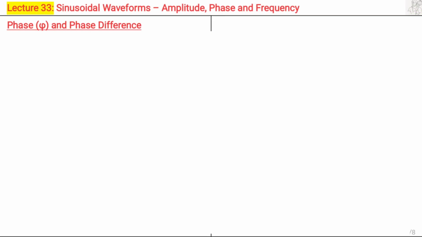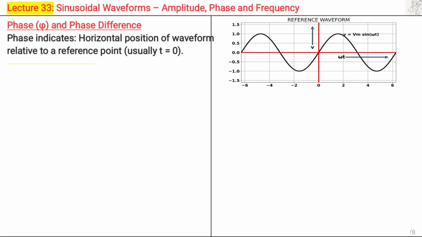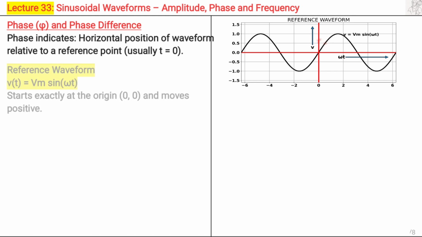And finally, phase and phase difference. Phase is simply the horizontal position of a waveform relative to the reference point. For example, if the reference point is the 0,0 xy axis crossing, at t equal to 0, if the wave is starting from this point, then the phase angle between the wave and the reference is simply equal to 0. Therefore, phi will be equal to 0. And this waveform is represented by v(t) equals Vm sin omega t.